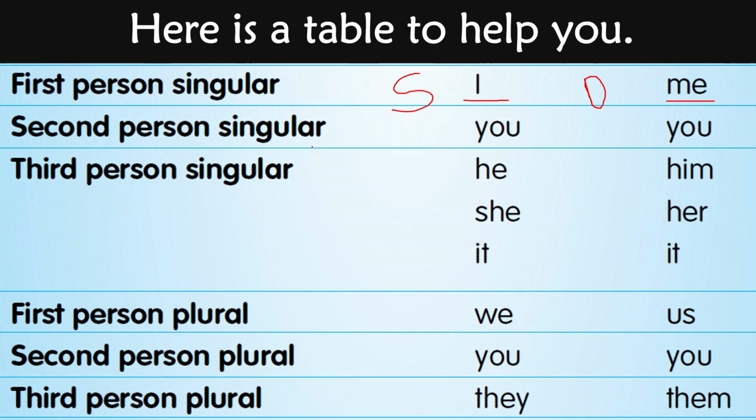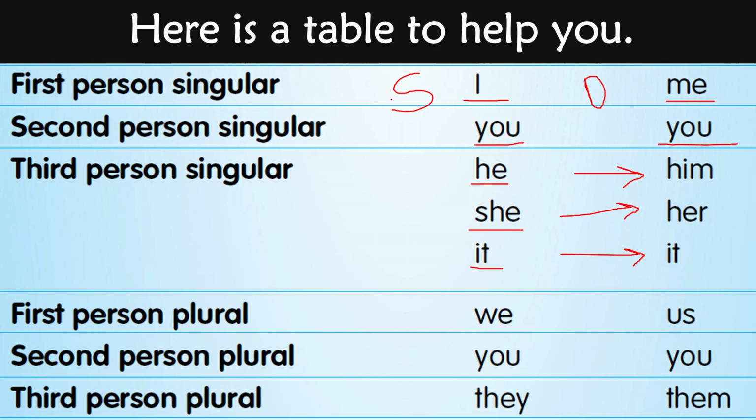In the second person singular, you is the subject, then you is the object only. In the third person singular, when we are using he as a subject, then you can use him as the object for he. When you are using she as a subject in the sentence, then you can use her to show she as the object in the third person singular form. For it, we are using it only. That is, it is showing the thing or idea in the sentence.